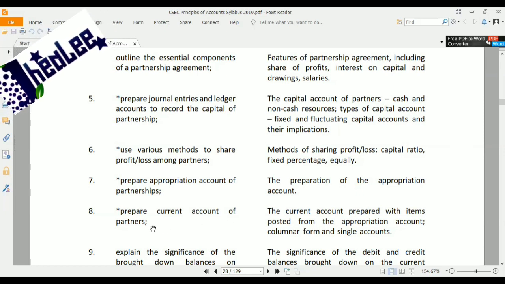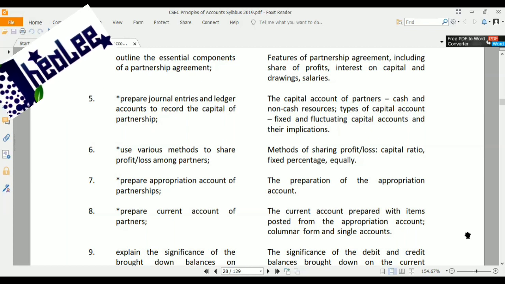Prepare current account of partners. The partner's current account, all you're doing is debiting and crediting, but you need to know the items that cause a reduction in the partner's worth in the business and what causes an increase in the partner's worth in the business. In doing the current account, you pick up the current account balances, and the lesson is on that on the channel, so you can view that.